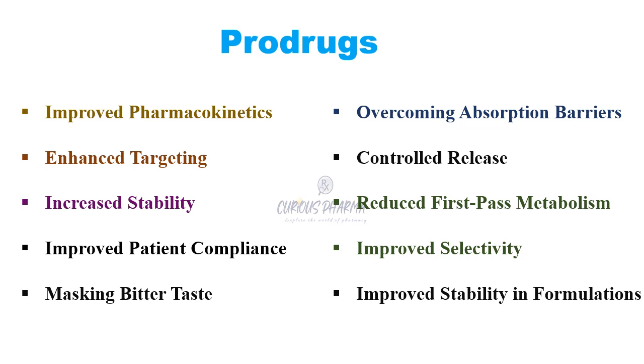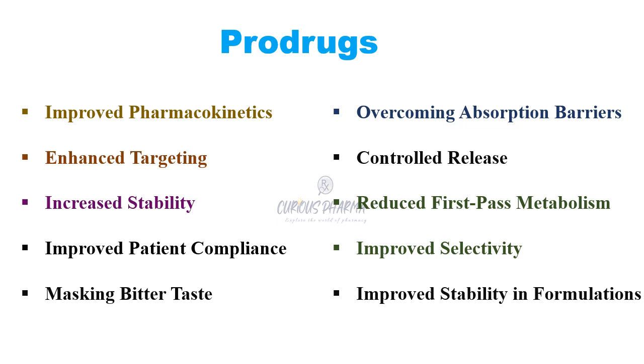Improved patient compliance. Prodrugs can be formulated to improve patient compliance by increasing convenience and ease of administration. For example, a prodrug can be designed to be taken orally rather than through injection. Masking bitter taste. Some drugs have an unpleasant bitter taste which can make them difficult to administer. So a prodrug can be designed to mask the bitter taste of the drug, improving patient compliance.